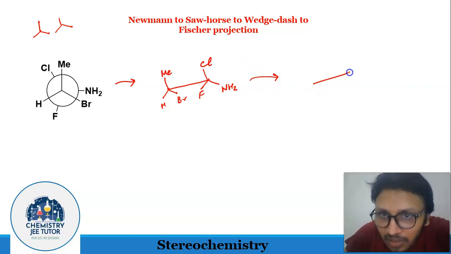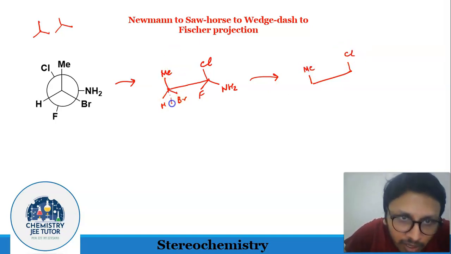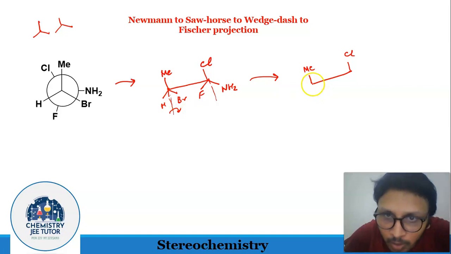I will do it very fast now because I have already explained it a lot of times. So methyl chlorine, I draw a straight line, an imaginary line. This is imaginary. This doesn't exist, by the way. What is on the right hand side? Bromine. So bromine goes above the plane. The hydrogen comes below the plane. What is on the right hand side? NH2. NH2 goes above the plane. Fluorine goes below the plane.